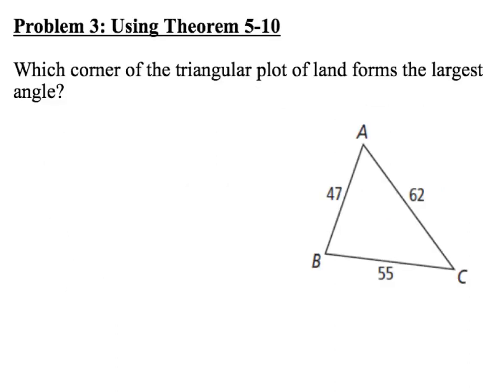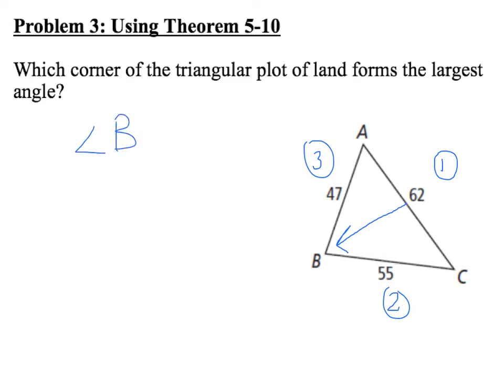I'm asking the question, which corner of the triangular plot of land forms the largest angle? If I look at this, I'm going to label my sides from largest to smallest. This is my largest, this is my second largest, and this is going to be my smallest. When I'm looking at my angles, opposite my largest side is going to be my largest angle. So angle B is going to be my largest.